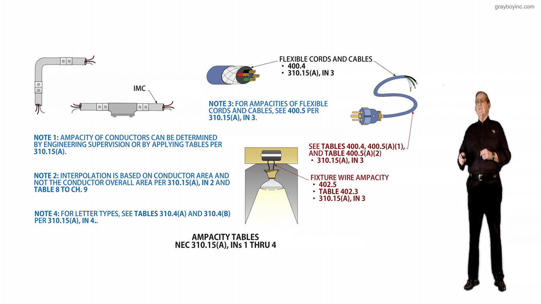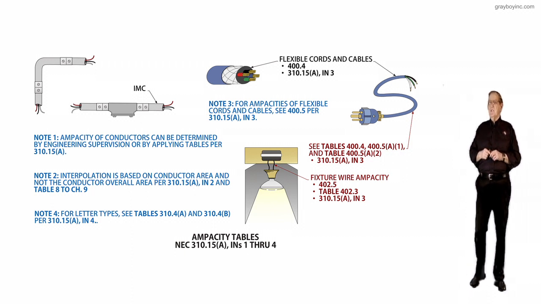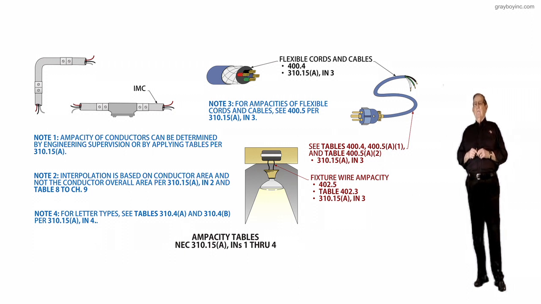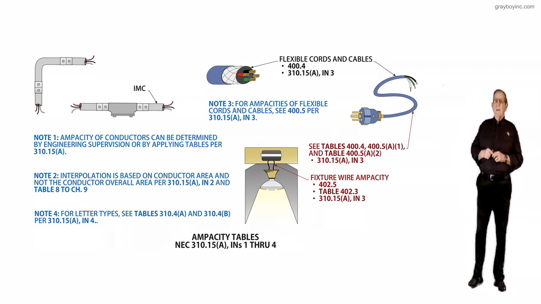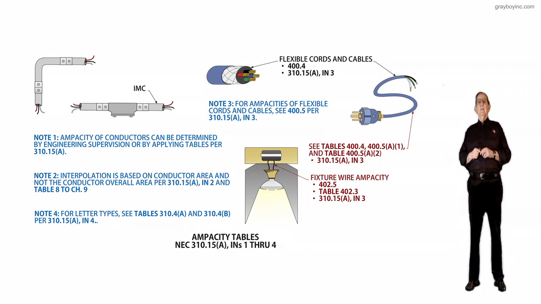Fixture wire that you see here, you would go to 402.5, you'd look at table 402.3, and again 310.15(A), informational note 3. Now what we're pointing out here is that fixture wire is different than flexible cords and cables, and your tables are different as you see listed there, so that you would know that. So you have the sections that refer you to that. Now let's review the notes.